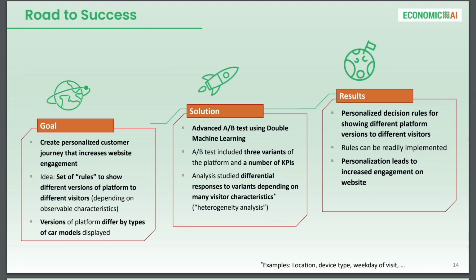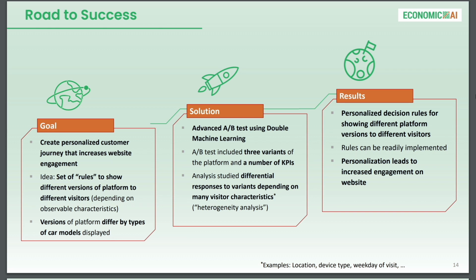And what we then did was we sat together with this car manufacturer and brainstormed ideas how we could improve engagement. And the idea that we then came up with was that we would create different personalized versions of the platform where people would see different pre-selected types of car models when they enter the platform, depending on their observable characteristics. And in particular, we created 3 different platform versions.